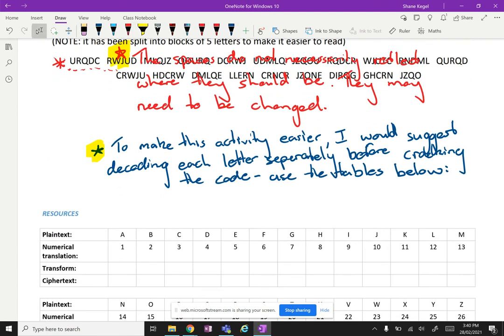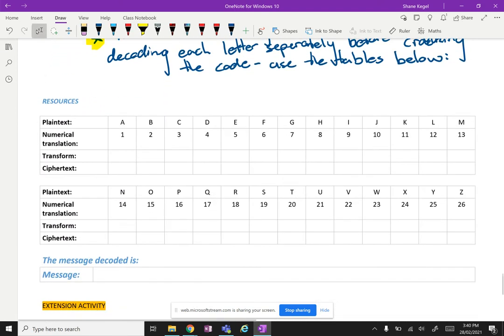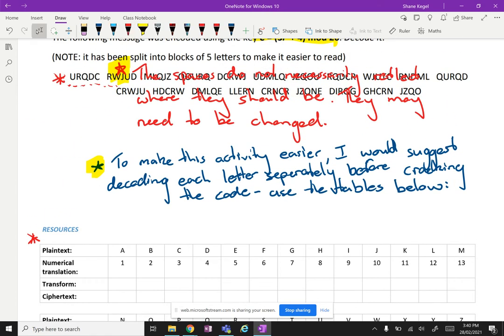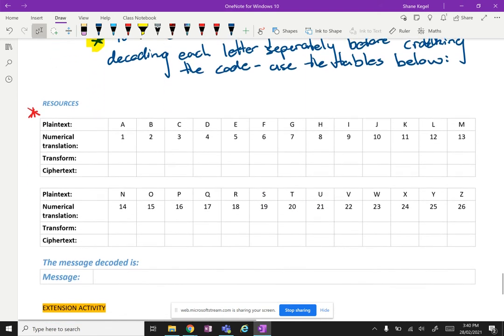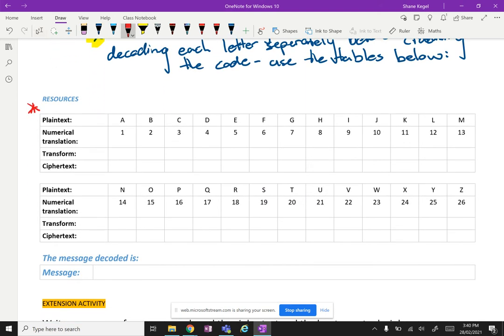And to make that activity a bit easier, what I've done here is I've said, well, hey, seeing as this encrypted message is so long, it'll probably be a good idea to figure out the decryption of each letter separately before you try and decode the message. Okay, so using that equation that they provide up above, decrypt the letter A. So A would be worth 1.